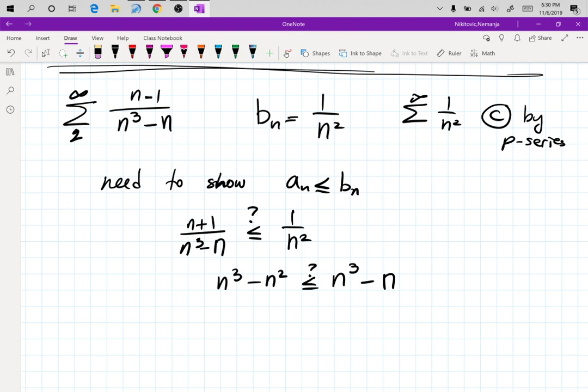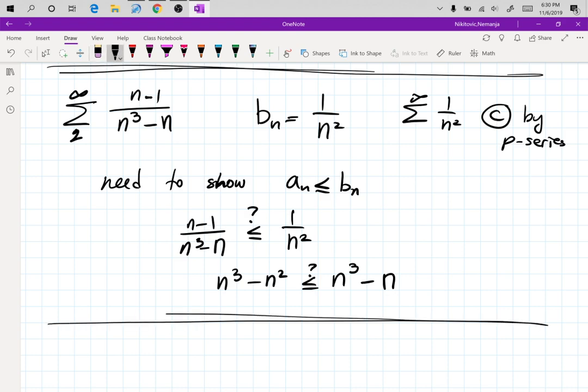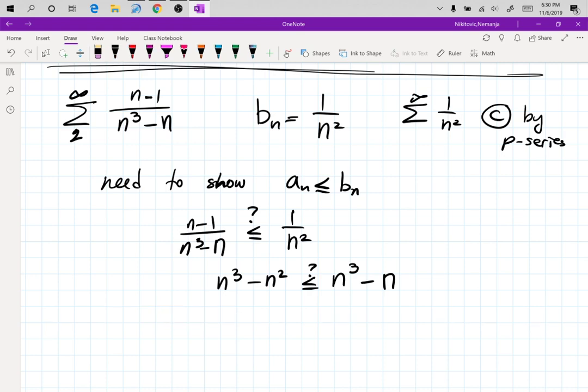So again, it's kind of hard to come up with the examples for direct comparison. This test is not used a lot, because the limit test obviously is much better. Oh, no, not done yet.